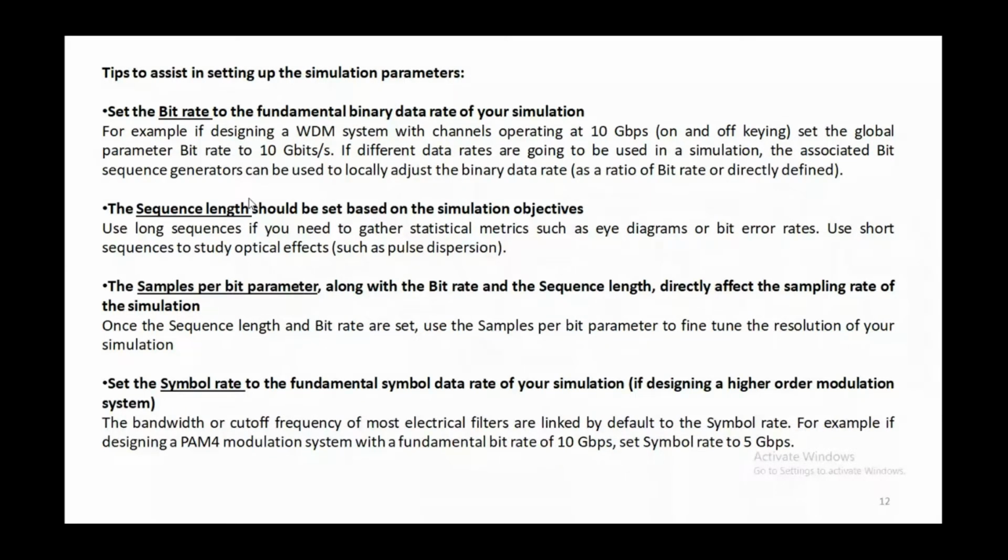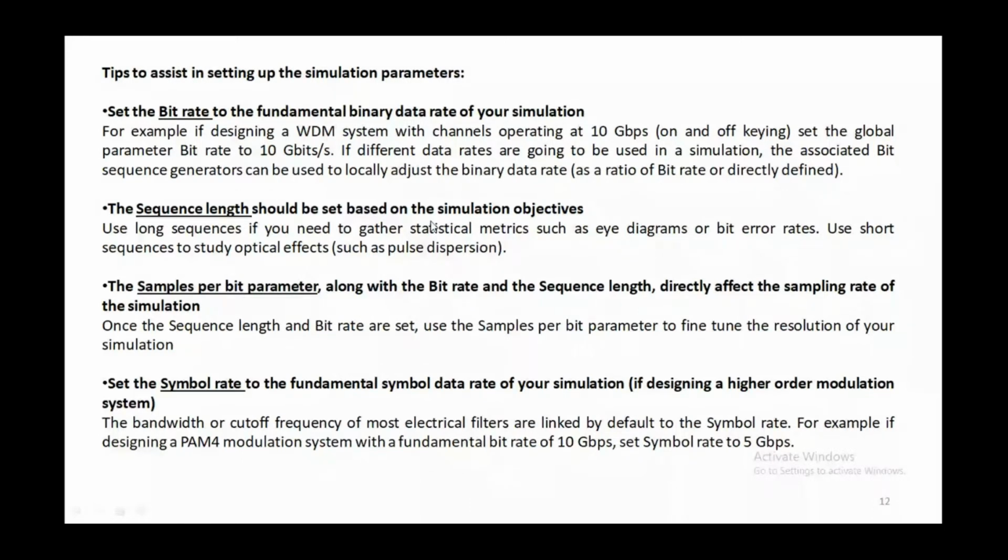If you are setting different data rates to be used in a simulation, the associated bit sequence generators can be used to locally adjust the binary data rate, either as a ratio of the bit rate or directly defined. We can define it directly, but if you set it through the layout parameters, then it will be good. The sequence length should be set based on the simulation objectives.